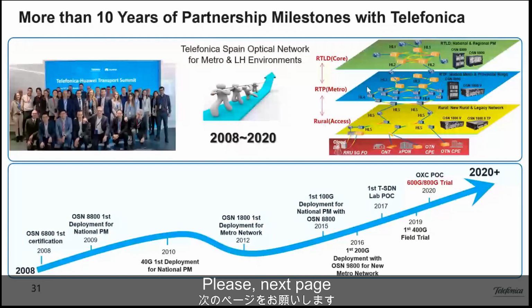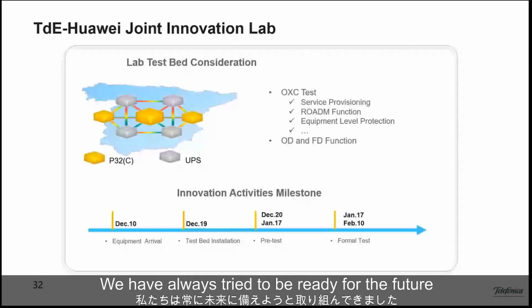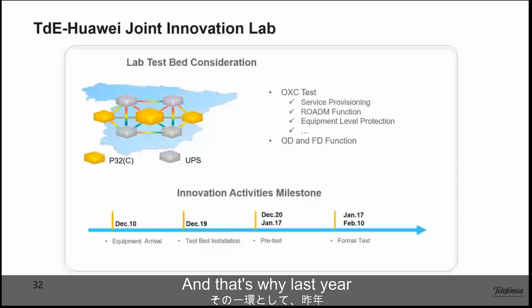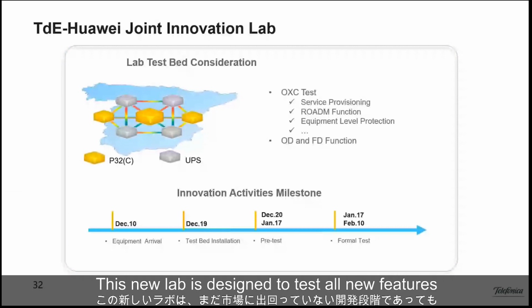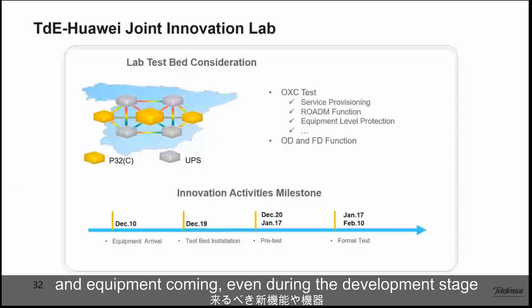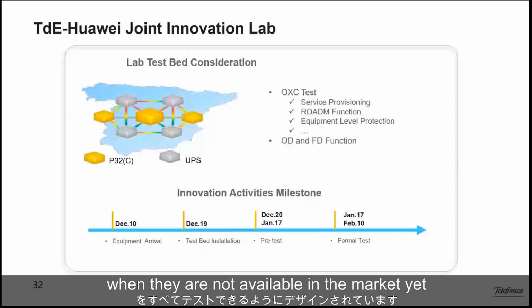Please, next page. We have always tried to be ready for the future, and that's why last year Telefonica and Huawei started a new project called Innovation Lab. This new lab is designed to test all new features and equipment coming, even during the development stage when they are not available in the market yet.